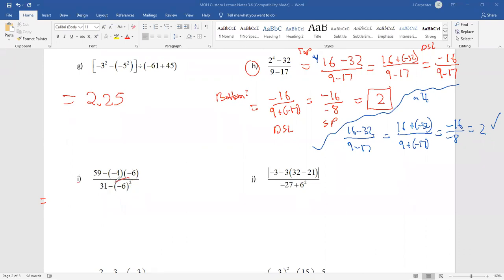Now, the exponent is applying to the negative 6 squared, not the minus in front of it. So we're just thinking what negative 6 times negative 6 is, which is positive 36, because they have the same sign, the answer is positive. The minus in front of it is not going to be brought along.